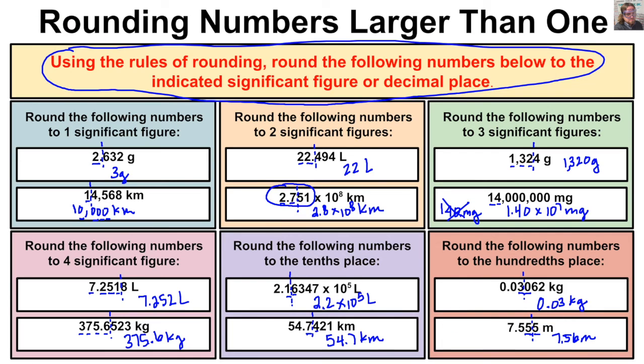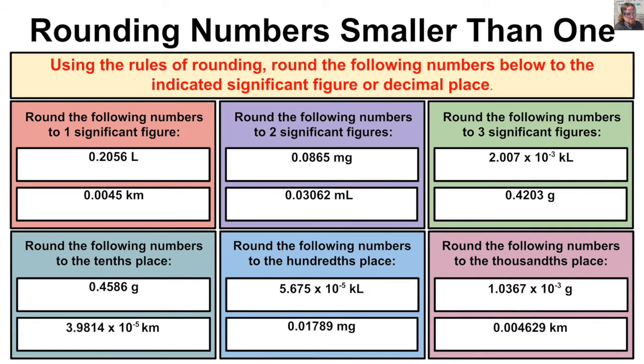Let's take a look at a few more. In these examples right here, it says using the rules of rounding, round the following numbers below to the indicated significant figure or decimal place. So same thing here, except we're dealing with numbers smaller than 1. Let's take a look at this first example. It says to round this to just 1 sig fig. So if we start with our first significant figure on the left, that would be right here. Remember, leading zeros don't count, so our first sig fig is right here. We're going to look 1 past this, and it is a 0. This 0 is not going to round this 2 up, so just 0.2 liters rounded to 1 sig fig.